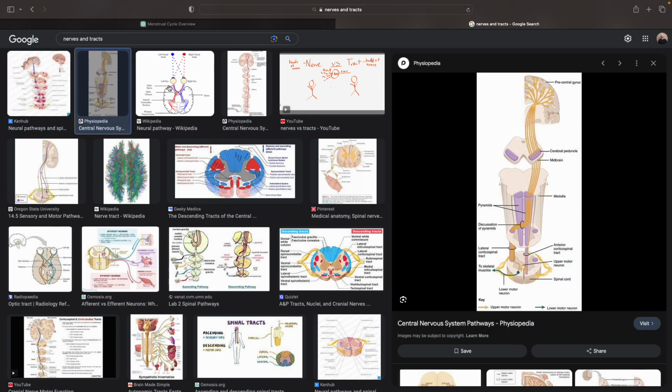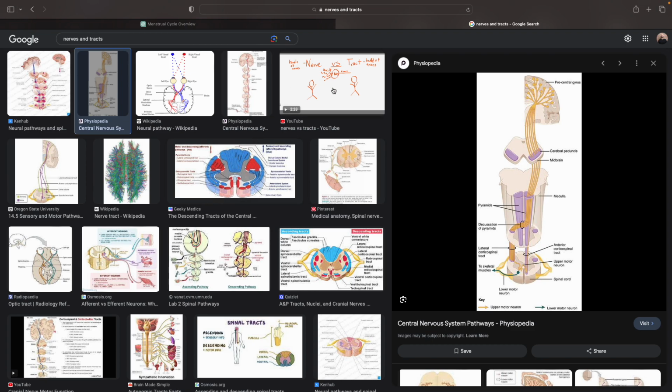Let's see something else here. So you can see the lateral corticospinal tract. You can see the anterior corticospinal tract. Cortical, is this coming from cortical? So cortical is like kidney, maybe. So we have pyramids here. We have the medulla, and also, this is the medulla of our brain.